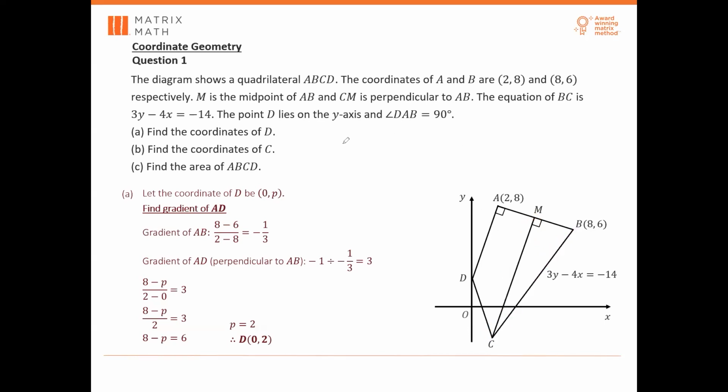Okay, so let's go and find the equation of MC. When you find the equation of MC, we already have the gradient. The gradient of MC is the same gradient as AD. So the gradient of AD is 3, so the gradient of MC is also 3. Next, what is the coordinate of M? According to the question, M is the midpoint of AB. So we can find the coordinate of M by finding the midpoint of AB.